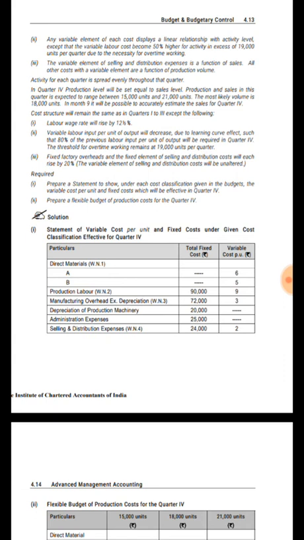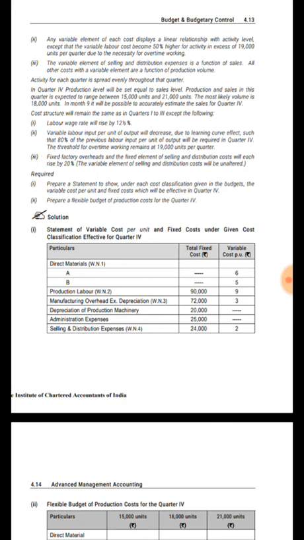Variable labor input per unit of output will decrease due to the learning curve effect, such that 80% of the previous labor input per unit of output will be required in quarter 4. What it is saying is that whatever variable labor input per unit was there will have a learning curve effect of 80%. So if it was earlier 1 kg, it will become 800 grams, like that. Okay, it will be required in quarter 4.